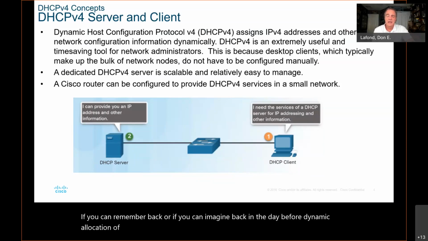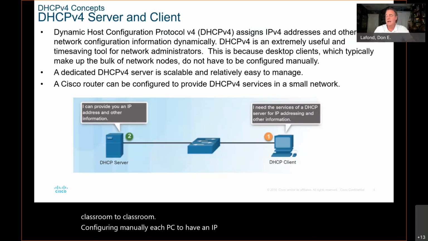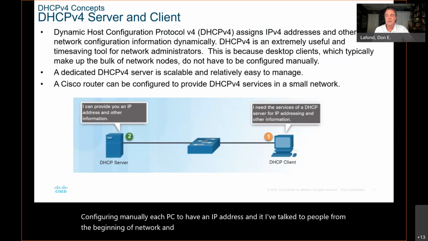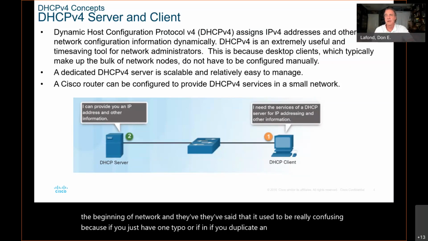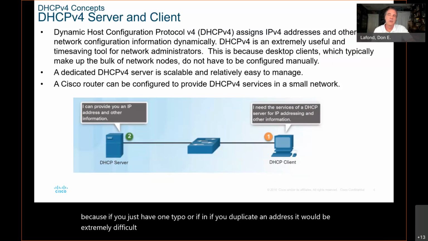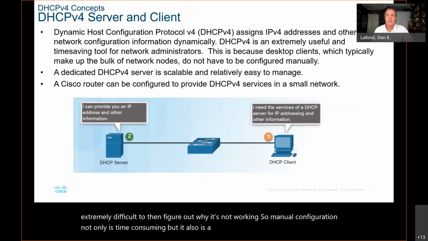If you can imagine back in the day before dynamic allocation of addressing, a technician would have to go from classroom to classroom, configuring manually each PC to have an IP address. I've talked to people from the beginning of networking, and they've said that it used to be really confusing, because if you have just one typo, or if you duplicate an address, it would be extremely difficult to figure out why it's not working. So manual configuration not only is time consuming, but it also is a source of errors in the configuration.